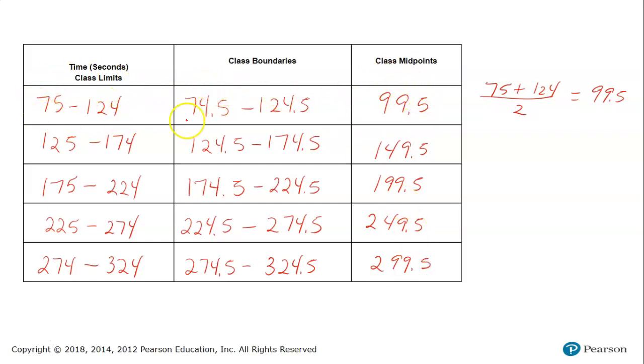If you happen to forget, it's also the midpoint of the class boundary. So if I add these two together and divide by 2, I'm still going to get 99.5 as well. So just keep that in mind when you're doing these. Also, the class midpoint is a single value, and the difference between those is still that same class width that we're working with.